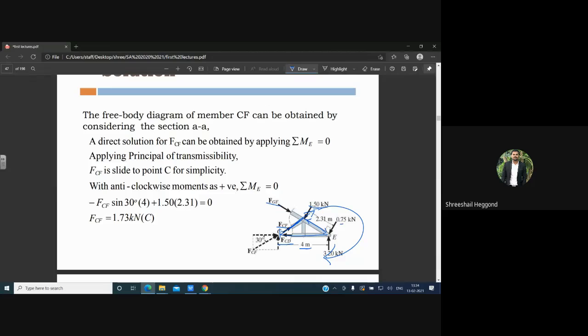the applied load of 1.5 kilonewton into the distance of 2.31 meter. If a downward load is applied, it creates an anticlockwise moment. Therefore, that will be positive. By solving this equation directly, you will get FCF equal to 1.73 kilonewton, in the negative value. If it is negative, then it will be a compression member.